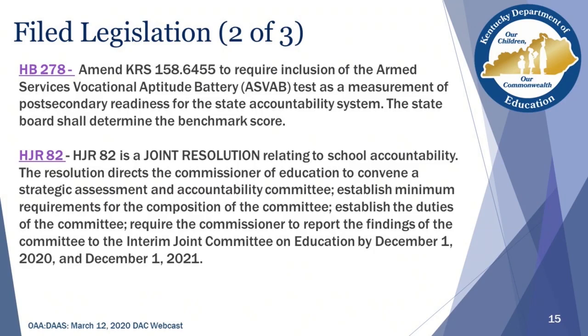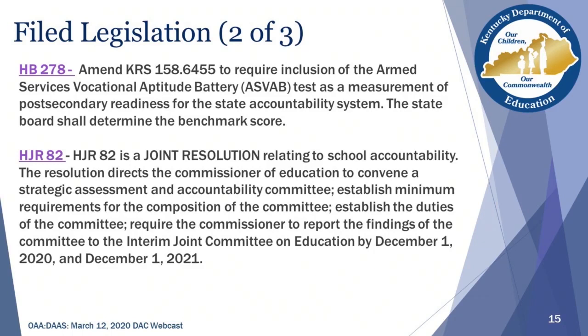Now, let's look at a couple of other bills. House Bill 278 amends KRS 158.6455 to require the inclusion of the ASVAB test as a measurement of post-secondary readiness in the state accountability system, and that the Kentucky Board of Education determines that benchmark. Now, it was received in the Senate on February 14th, and it was in the Senate Education Committee on February 18th.